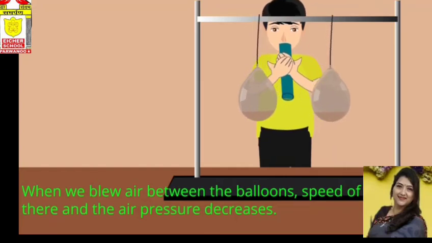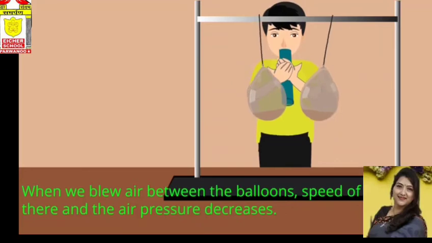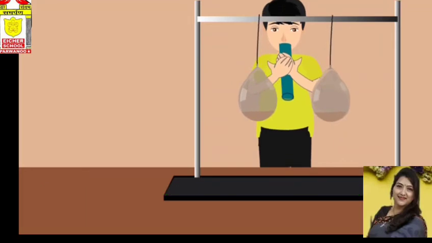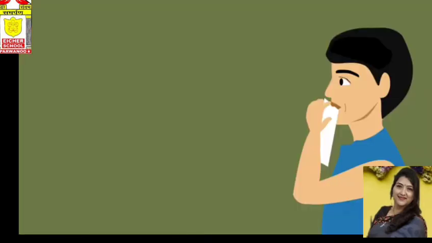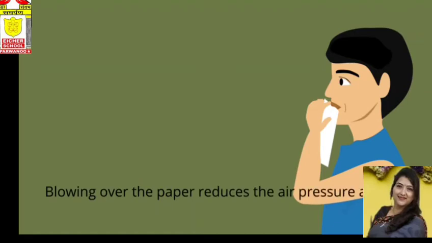Clear to everyone? So now let us see our third activity. For the third activity, hold a strip of paper 20 cm long and 3 cm wide between your thumb and forefinger as shown. Now blow over the paper and carefully observe it. It went upward. Why? Because blowing over the paper reduces air pressure above the strip and the increased pressure under the paper strip moves it upwards.